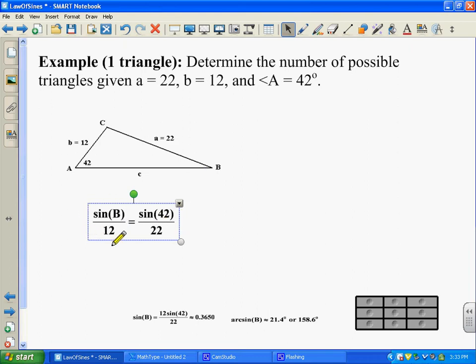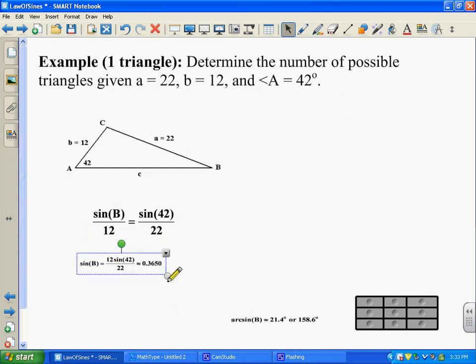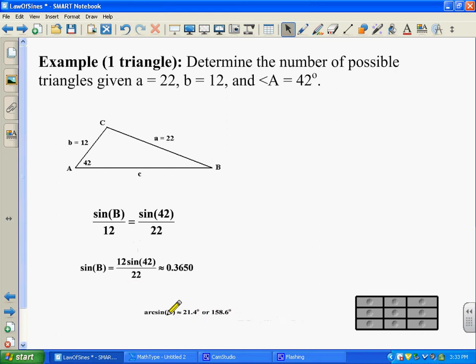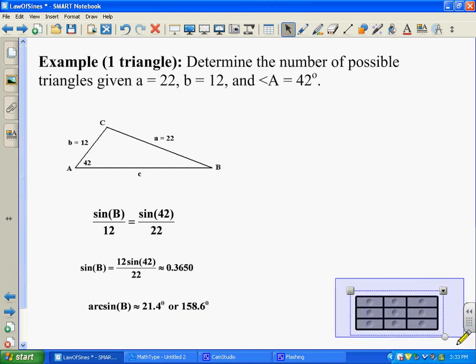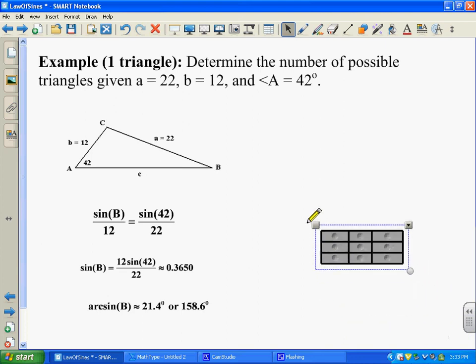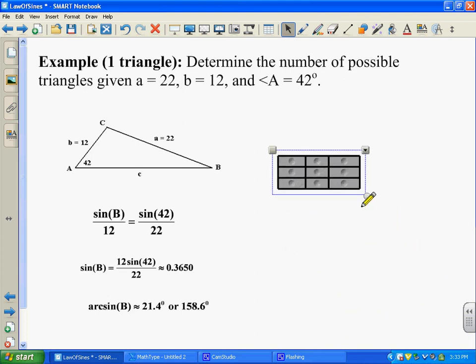So we use the law of sines to generate this equation. And then we're going to multiply both sides by 12. That's going to isolate the sine of B and give us a value of 0.3650. Now we know how to find the angle appropriate to a particular sine value, and we have two of them, 21.4 or 158.6. So we want to see now, will both of these give us a possible triangle?